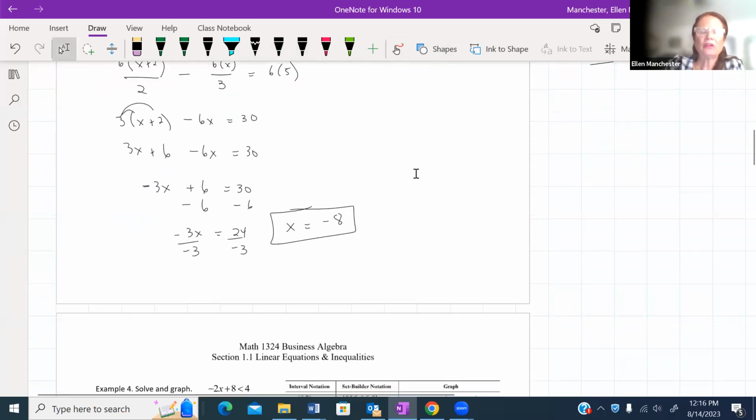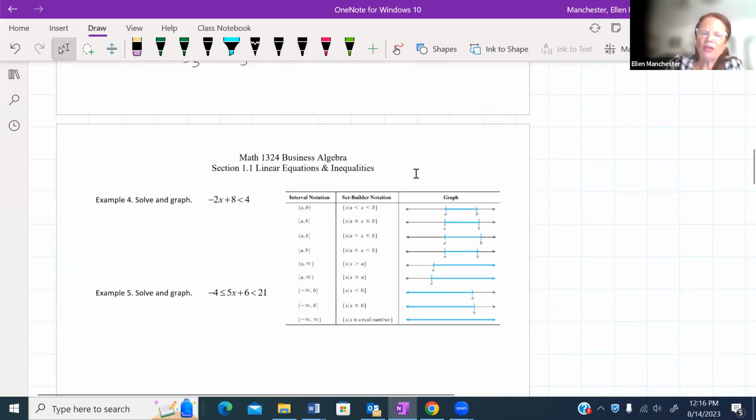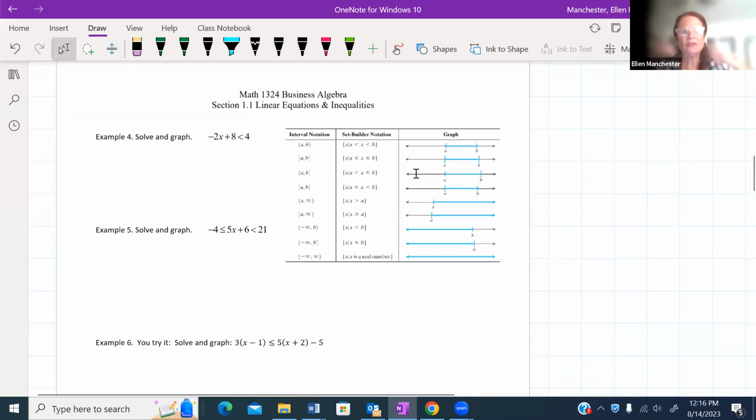All right, so now we're jumping to inequalities. Inequalities just means that there is a less than sign, a greater than sign, a less than or equal, or a greater than or equal. So the process is exactly the same, except with an inequality, there's one special rule that we have to keep in mind, and it's a rule that happens quite often, and it can be forgotten quite often.